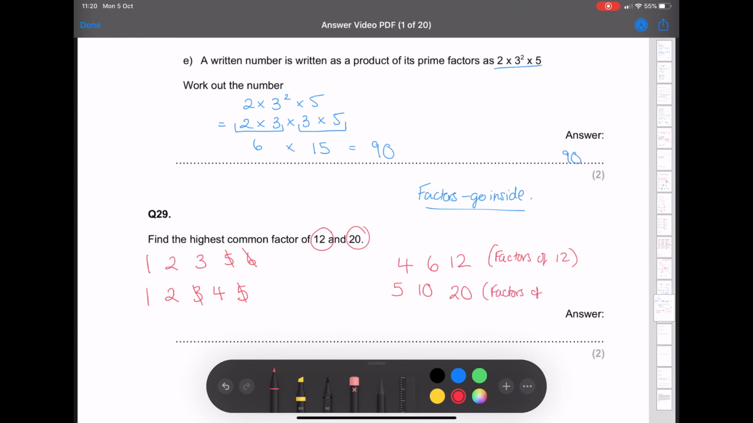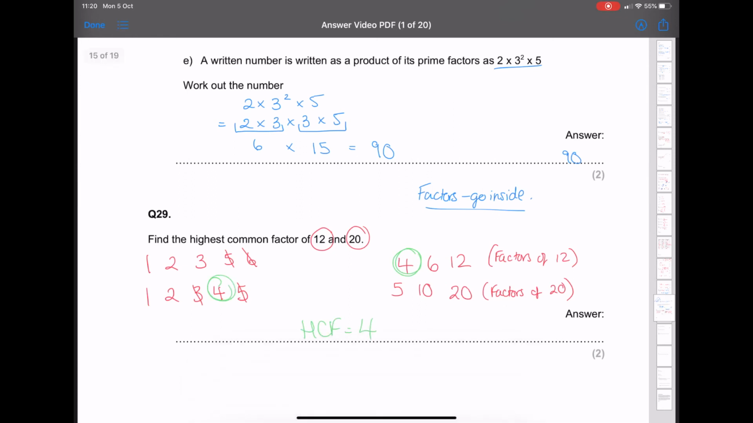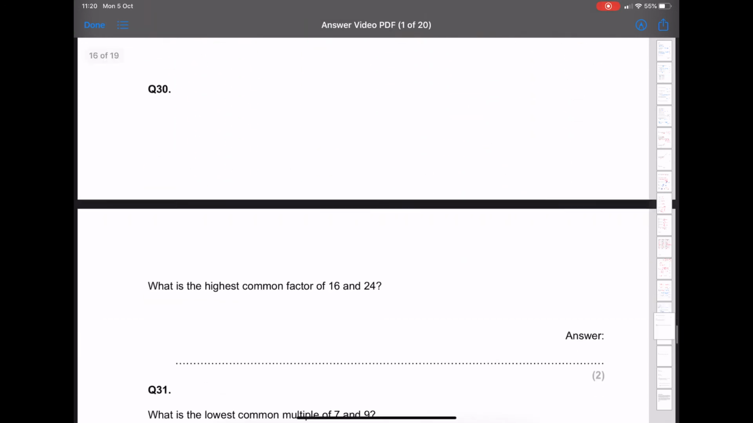Now, all I need to do is decide which one is the biggest in both lists. So, the biggest one in both lists is 4. So, the highest common factor is 4. And that's it for the highest common factor.